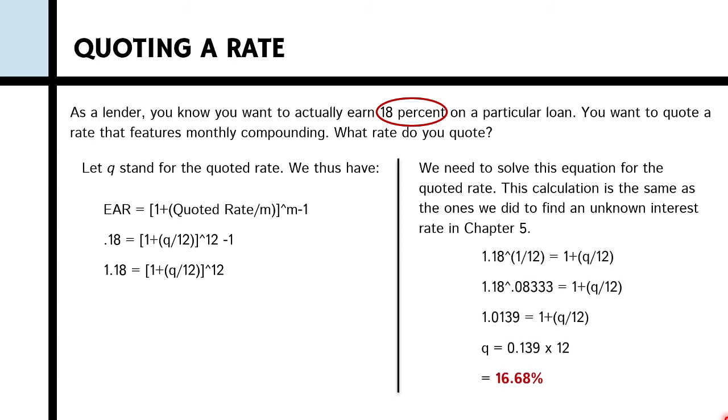1.18 raised to the quantity 1 over 12 is equal to 1 + Q over 12. 1.18 raised to 0.08333 is equal to 1 + Q over 12. 1.0139 is equal to 1 + Q over 12. Q is equal to 0.0139 times 12, that is 16.68%.